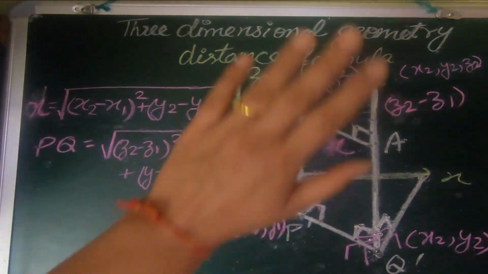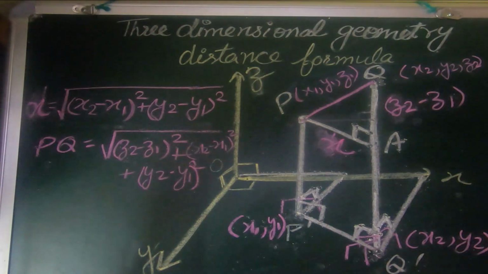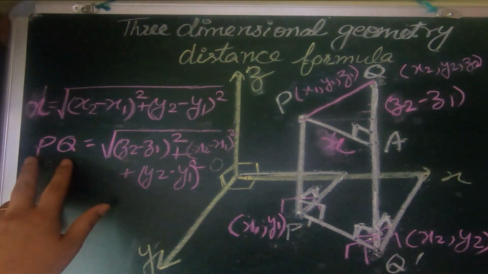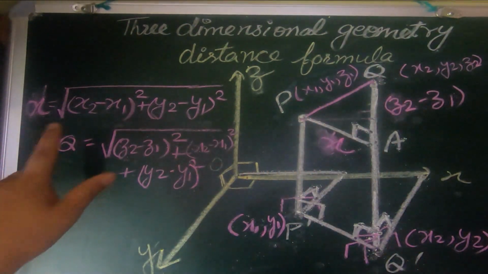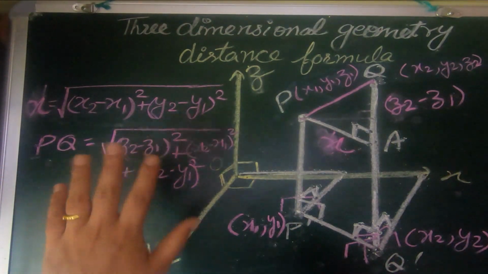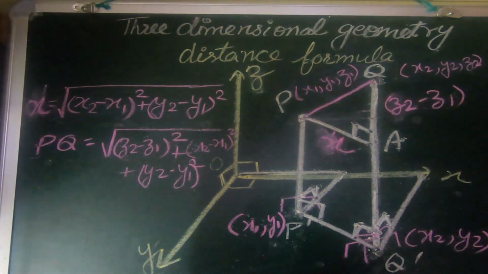Okay, and we proved it actually. So the distance between any 2 points in space is actually equal to the same: x2 minus x1 whole square plus y2 minus y1 whole square plus z2 minus z1 whole square. That will be the additional term. I hope you understood.